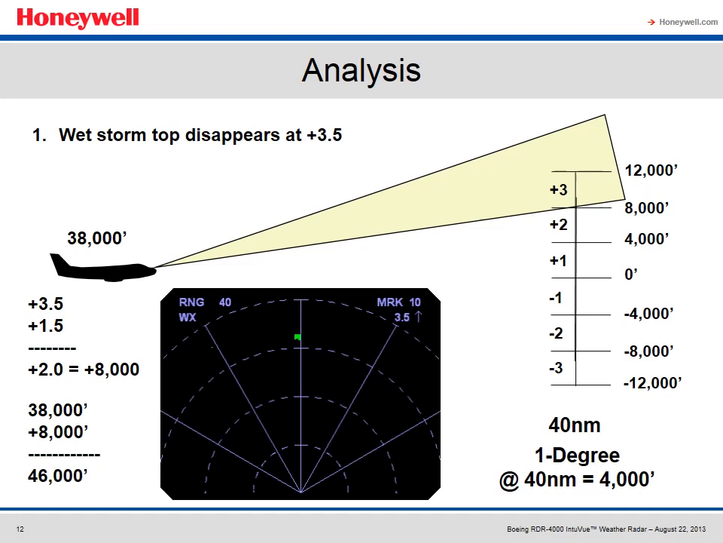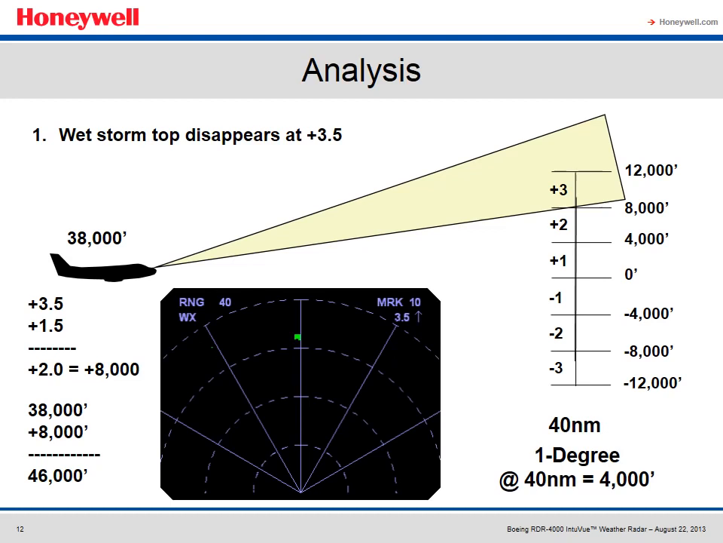The exercise started at plus 1.5 degrees, so the beam was raised a total of 2 degrees. At 40 nautical miles, 1 degree is 4,000 feet, so the beam was raised a total of 8,000 feet. The aircraft is at 38,000 feet, so the wet top of this cell is at 46,000 feet. The course of action in this case is obvious. The cell directly ahead should definitely be avoided since the wet top exceeds the aircraft altitude.